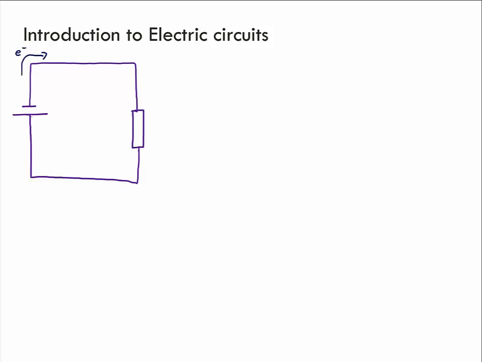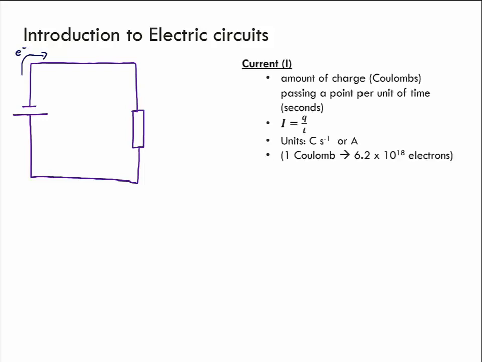Now we can define something called the current, which is the amount of charge measured in a unit of coulombs passing a point per unit of time, which is often in seconds. So our symbol for current is this capital I, the charge is Q, and time is given there with T.